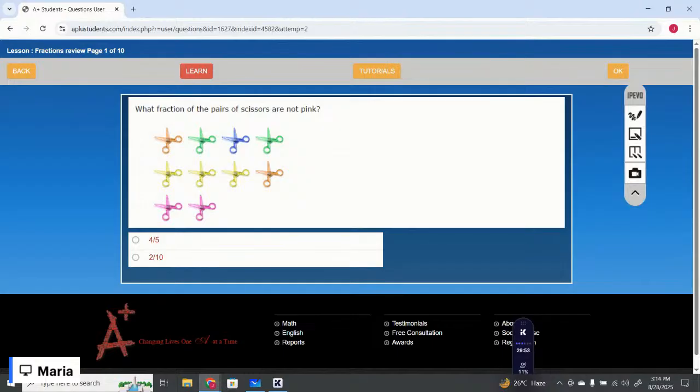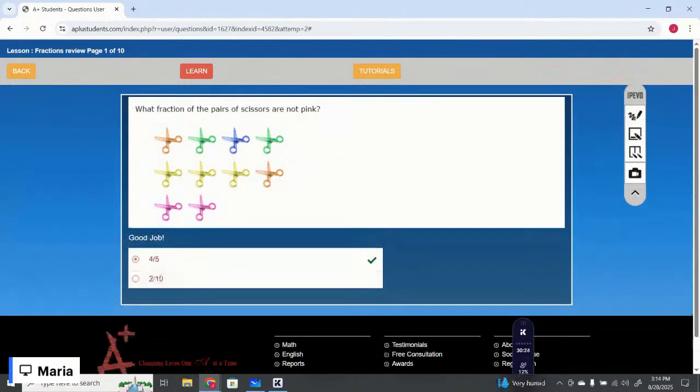What fraction of the pair of scissors are not pink? So 8 out of 10, basically that is 4 out of 5, right? 8 out of 10 are not pink, so you can write it as 4 over 5. Option 1, not 2.